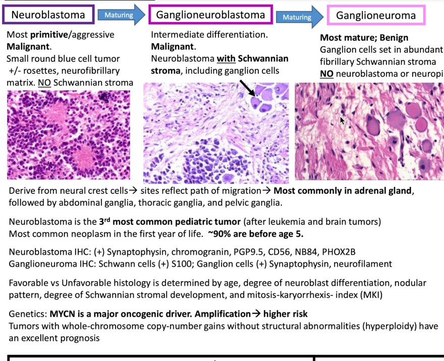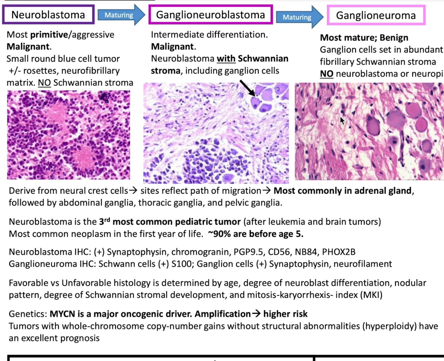These derive from the neural crest cells, and the sites reflect the path of migration, and most commonly an adrenal gland, followed by abdominal ganglia, thoracic ganglia, and pelvic ganglia. Neuroblastoma is the third most common pediatric tumor after leukemia and brain tumors. It's the most common neoplasm in the first year of life, where approximately 90% are before age 5.